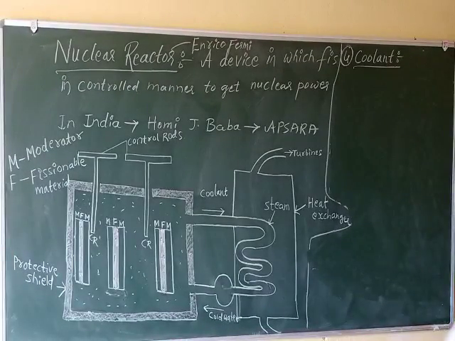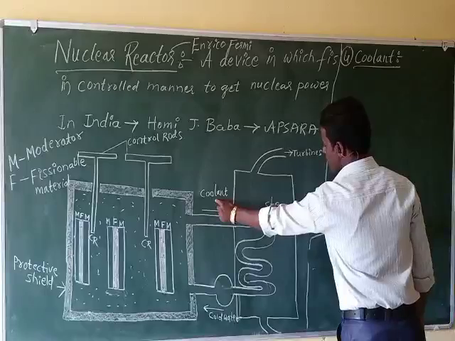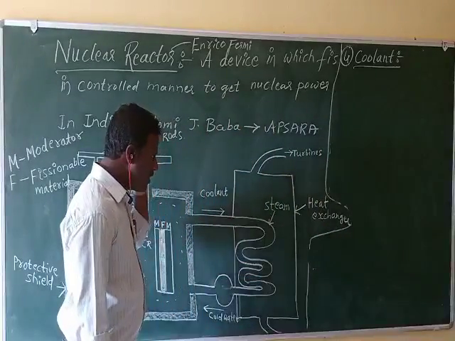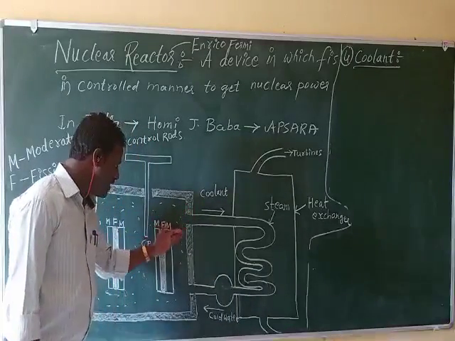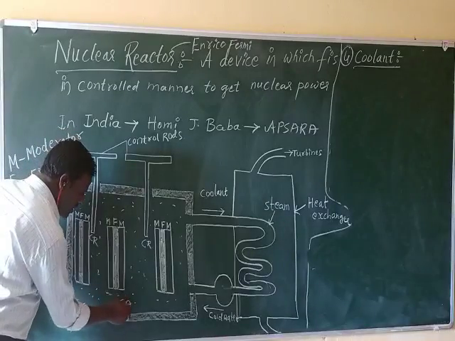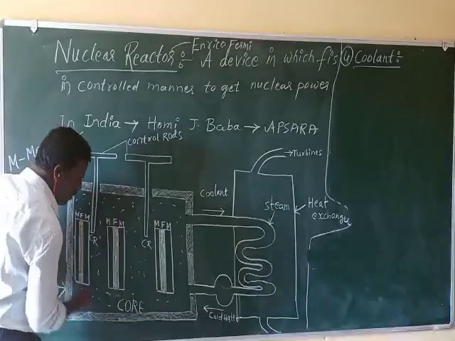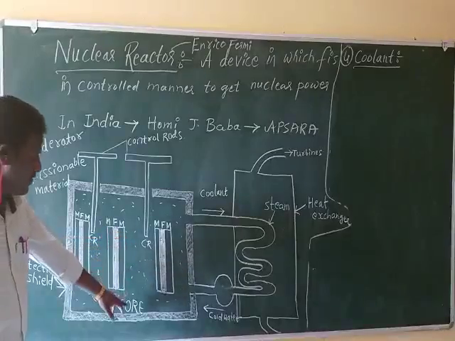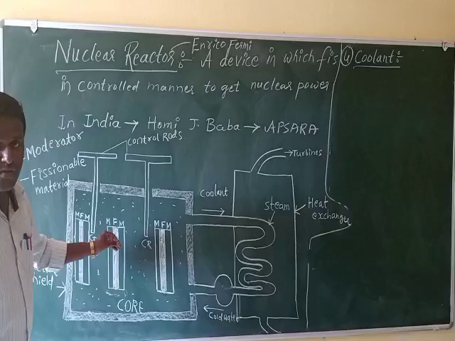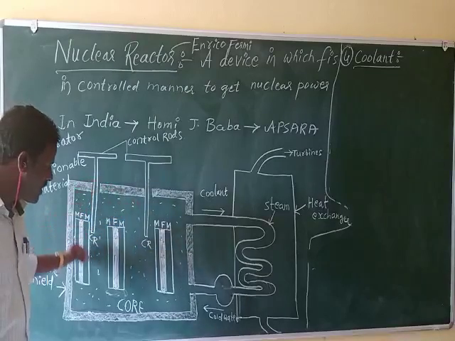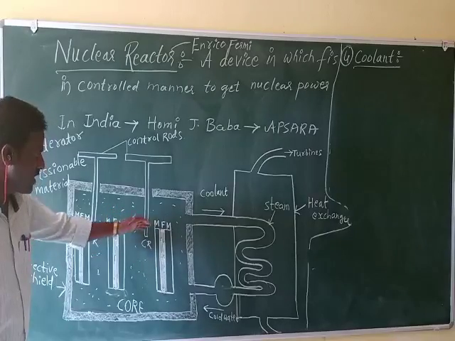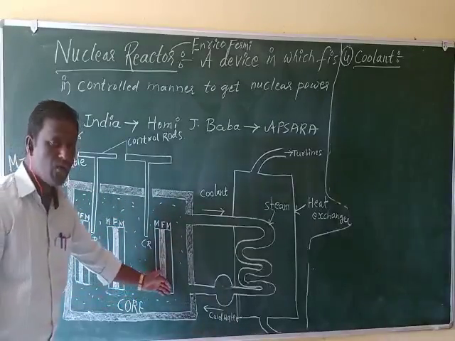See here the fourth part is coolant. Here coolant means it is a cooling material. What is coolant? Coolant is a cooling material which helps to remove the heat produced in the core of the nucleus. This is core. This whole inner part of the reactor is called core. Due to the continuous fission chain reactions happening in the core, they result in heat energy. So a large amount of heat energy is liberated inside the core of the reactor.